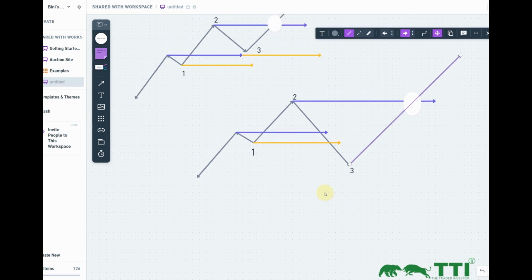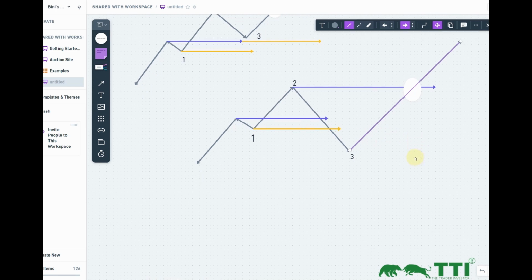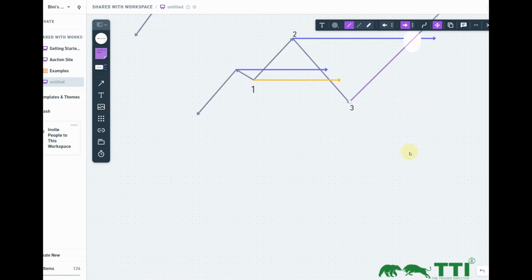Okay. And this ellipse area, just take note. This is where you validate your entry. You must have a 1, a 2, and a 3 before you enter. And you enter here, which is technically a 4, when you break the 2. But let's just not get too ahead of ourselves on entries. But let's think about that.